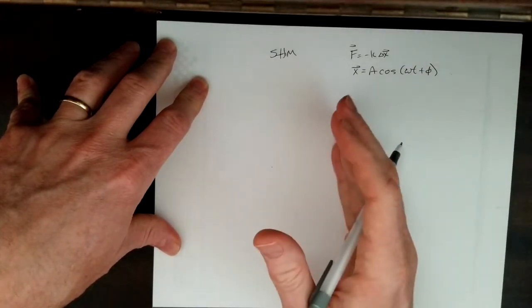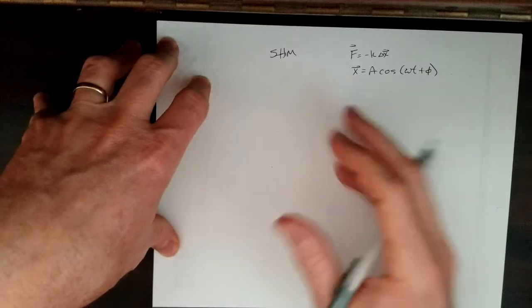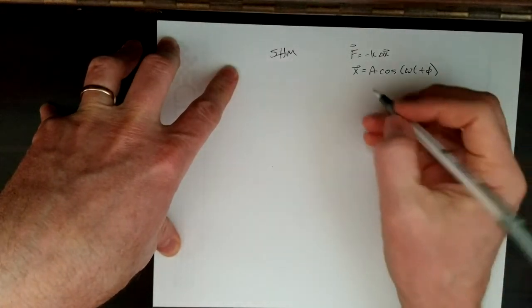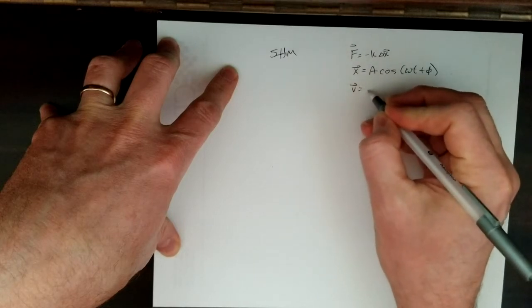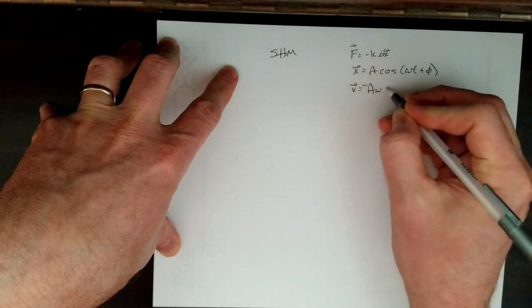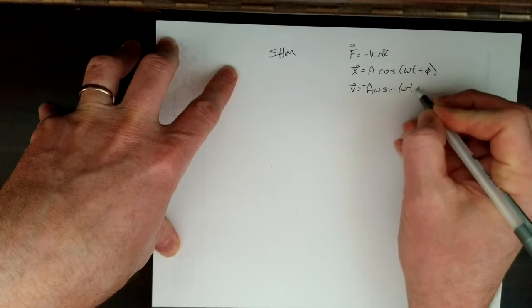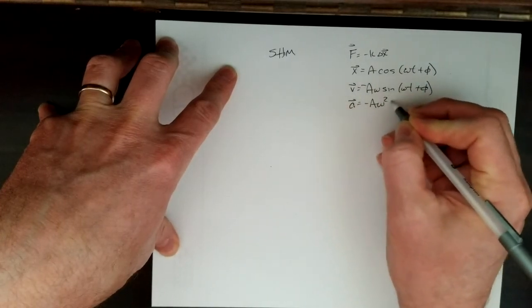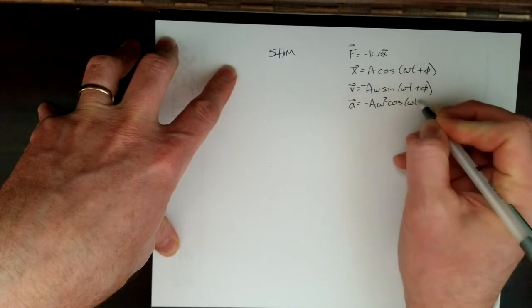If you start it at 0, sine makes more sense, and that way you don't have a phase shift. And if it starts somewhere in between, it doesn't really matter which one you pick. So velocity is equal to negative A omega sine of omega t plus phi, and acceleration is negative A omega squared cosine of omega t plus phi.